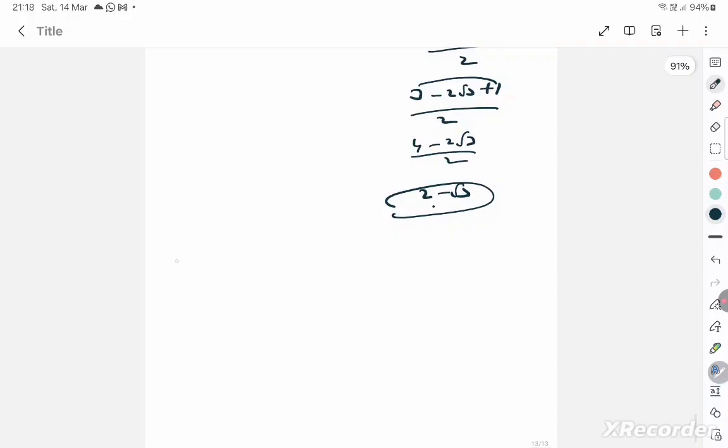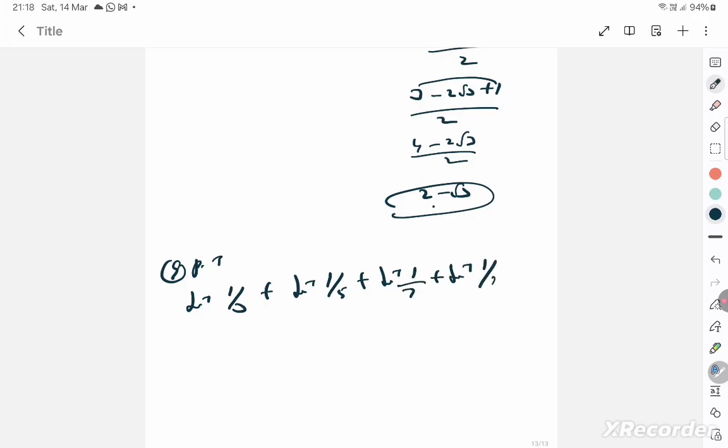Now let's go to the 9th question. Prove that the sum tan inverse of 1 by 3 plus tan inverse of 1 by 5 plus tan inverse of 1 by 7 plus tan inverse of 1 by 8 is equal to pi by 4.